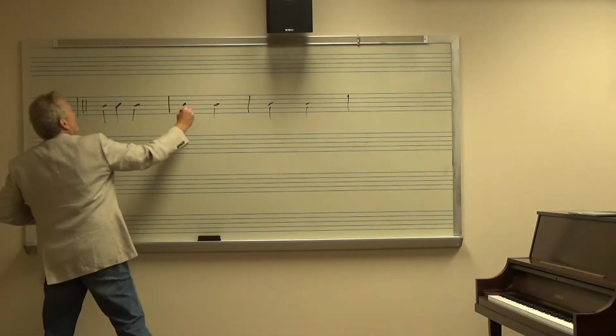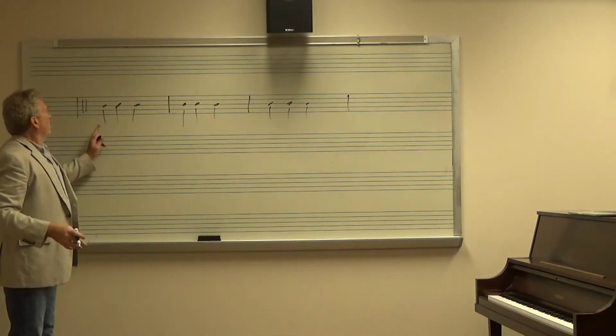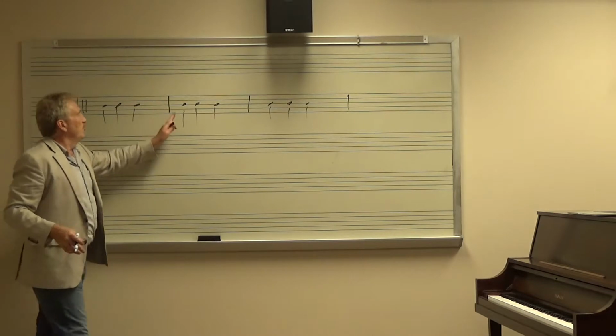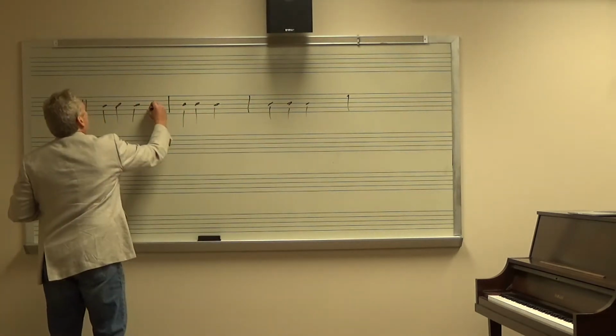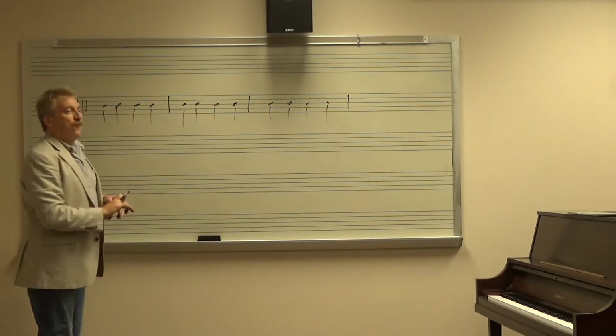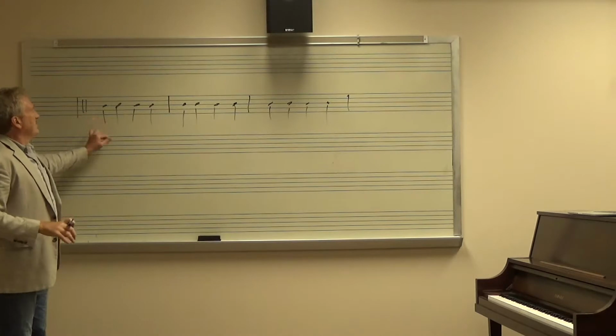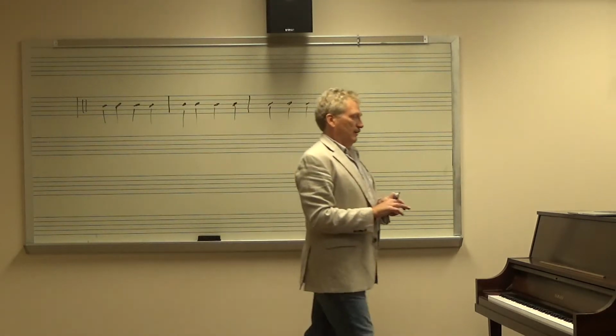Were this in 3, this would indicate 3 beats in our cycle. 1, ta, ta, 2, ta, ta, 3, ta, ta. And if it were in 4, there would be 4 notes, 4 pulses in each measure.